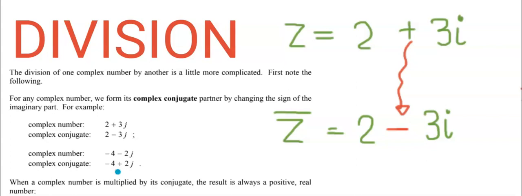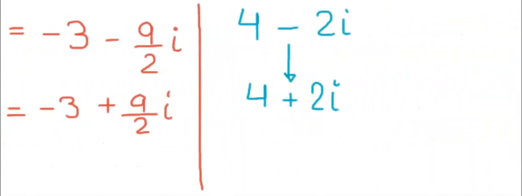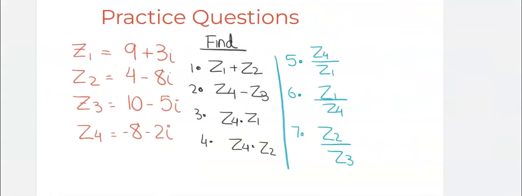When you multiply the complex number with its conjugate, it gives you a real number. It gives you a real number. We will do one question and we will see if it's really real or not. So let's have a look at one of the questions. Next page.